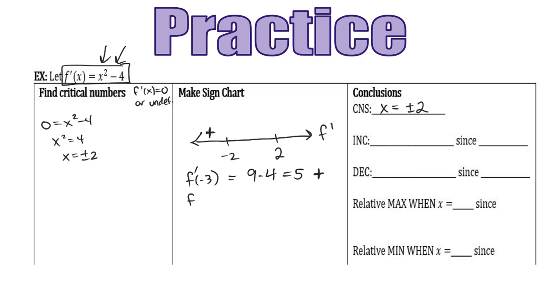Then I'm going to ask myself, what's a friendly number that's in between negative 2 and positive 2, like 0? If I plug in 0 to the derivative, I get 0 squared minus 4, or negative 4, which means every x value in between 2 and negative 2 is going to give me a negative output. Lastly, we need to plug in a number into our derivative that's greater than 2, like 3. That's going to give me 9 minus 4 again. That's going to give me a positive number.